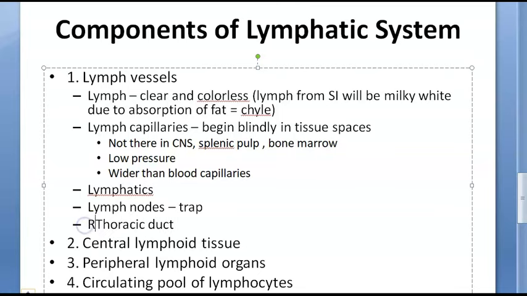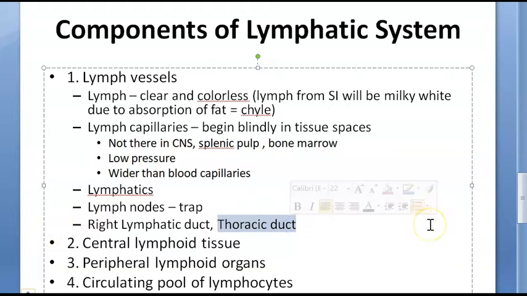And then you have the right lymphatic duct. Okay. So these are the two ducts you should know. The thoracic duct will drain the lower limbs, abdomen, left half of the thorax, head, neck, and left upper limb. The right one drains only the right half of the thorax, head, neck, and right upper limb. Head and neck is coming in both actually. Both of these, head and neck.